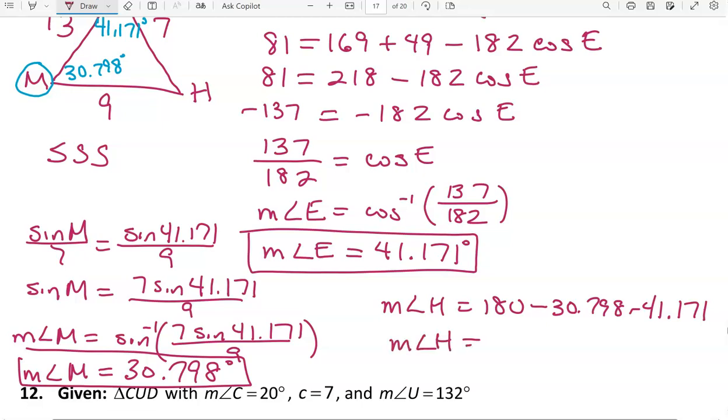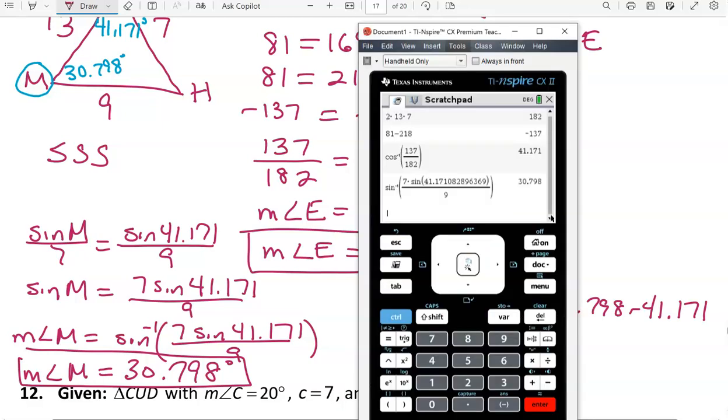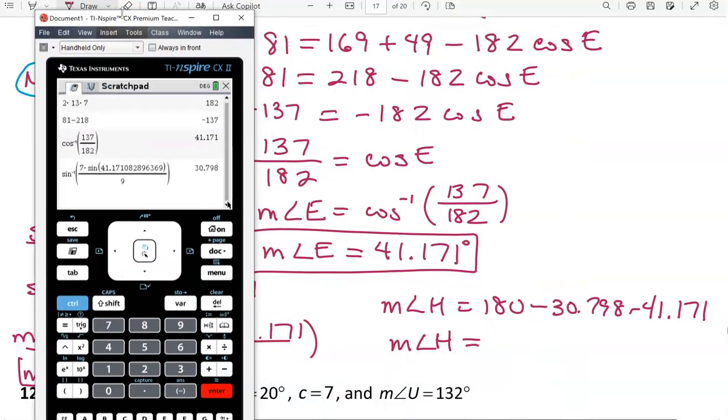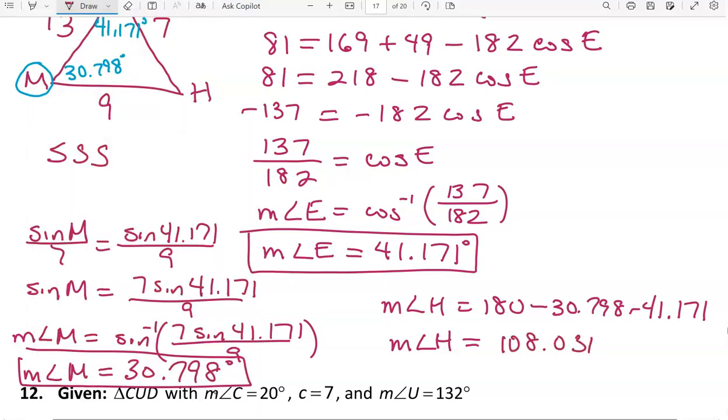Even though this is a final answer, I'm still going to use the answer feature to make sure that we get accuracy beyond the rounding places that are specified. So 180 minus the 30.798, I'm just going to grab that calculation, and then minus the 41.171, and press enter, and we get 108.031. Notice that we get an obtuse angle. Had we used the law of sines to find that angle, the calculator would have given us an erroneous result.